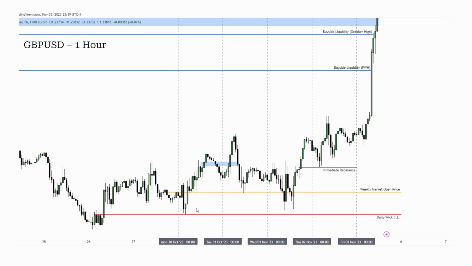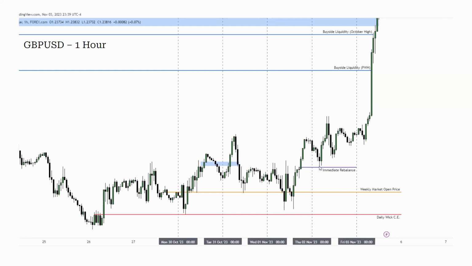We can see it accumulate down here. First level accumulation, second accumulation, third accumulation here. It doesn't take out that low. Price runs higher, immediately rebalances. You guys didn't check it out on Friday, you check it out today. Price comes right down to the tick of that. It's literally perfect to that tick.